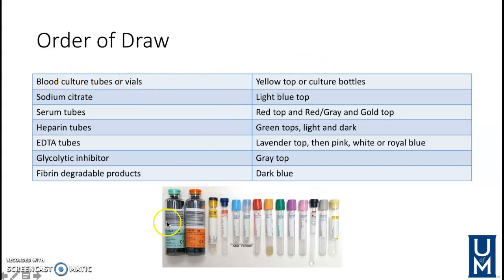These are what these blood culture bottles look like down here. They sometimes look a little bit more like an airplane bottle. If you can think of like a little liquor airplane bottle, has a longer neck. They sometimes look like that. Then moving down, you would then grab a light blue top. The light blue top. Then red. Then green. Then lavender. Then gray, and then a dark blue top.